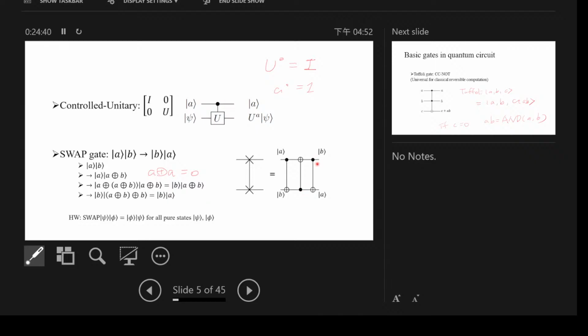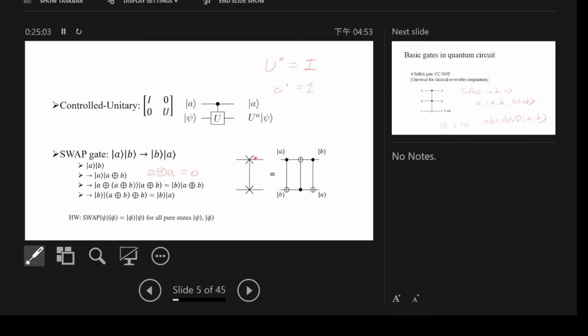And finally, after the third CNOT, we add this B to A plus B again. And once again, B plus B equals 0, so we have B, A as the end result. Okay. So here we define the swap gate as something that will swap computational basis elements. So we have A, B being computational basis, and we get B, A.